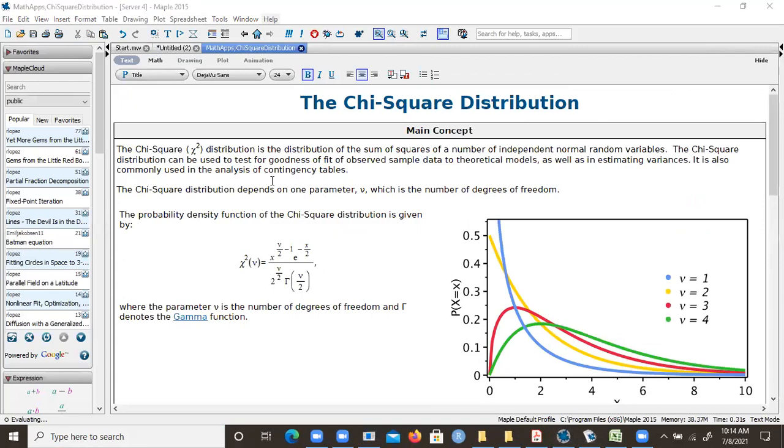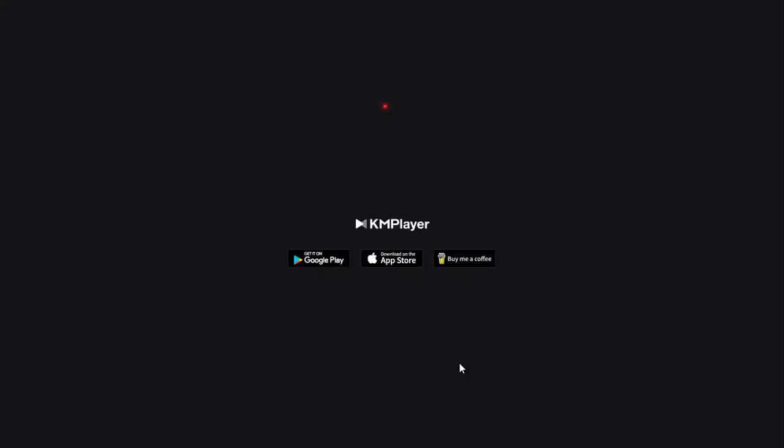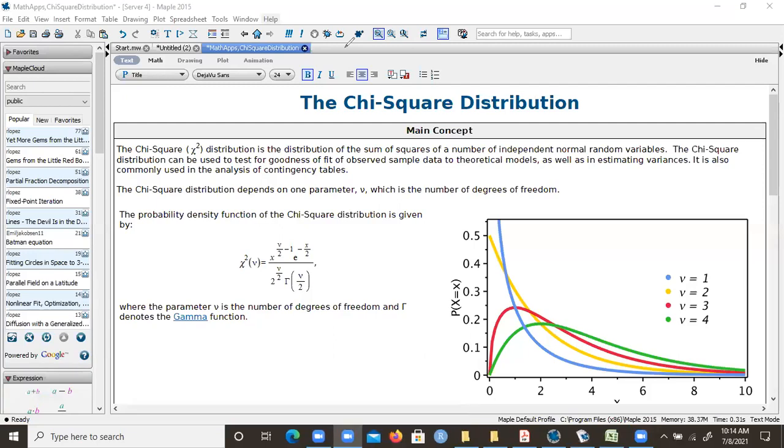On this page, as you can see, the definition of the chi-square distribution that I have just discussed has been written. And you know that the chi-square distribution is a kind of continuous probability distribution, which must have a PDF, and this is the PDF of the chi-square distribution.